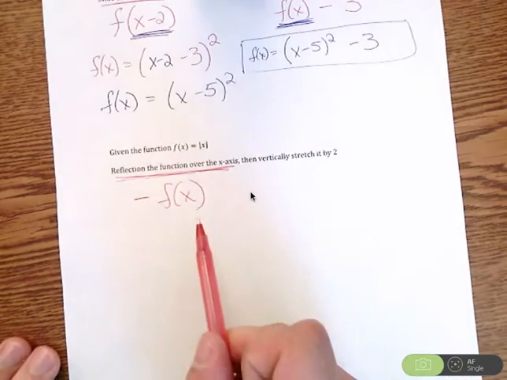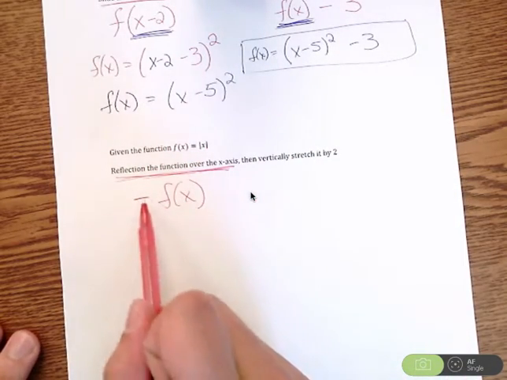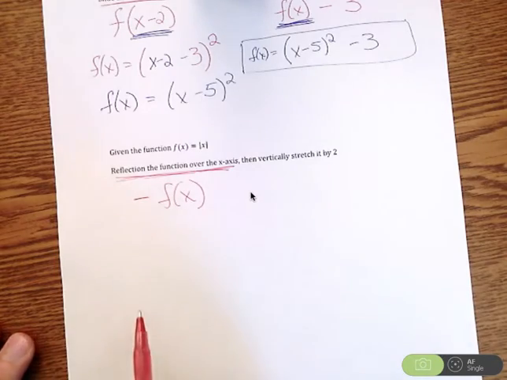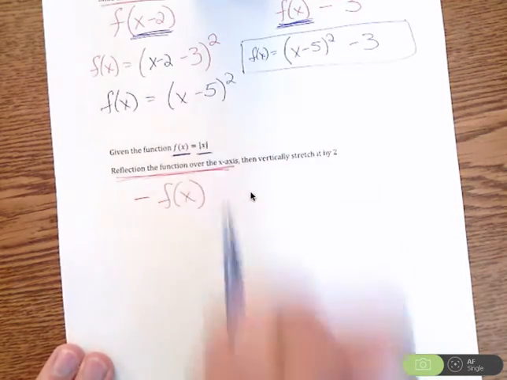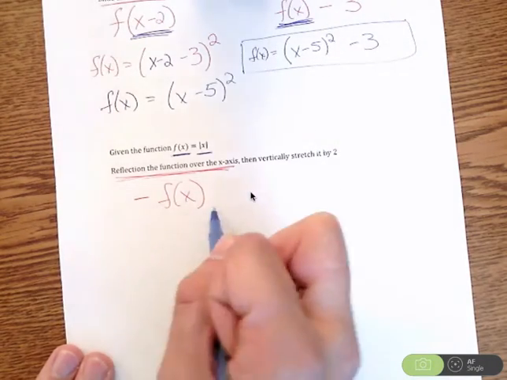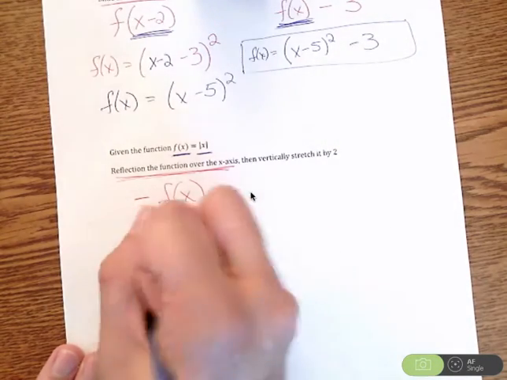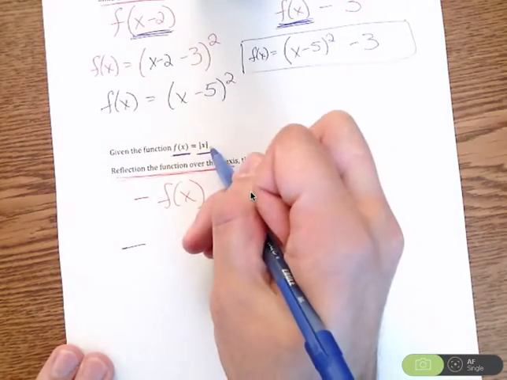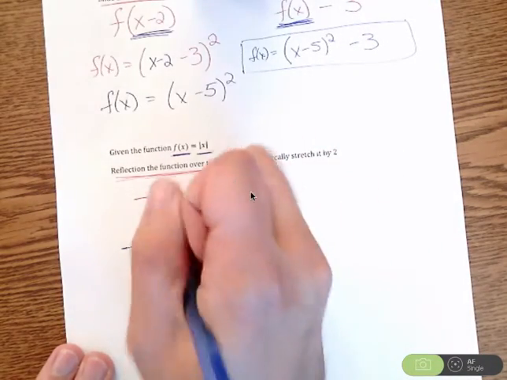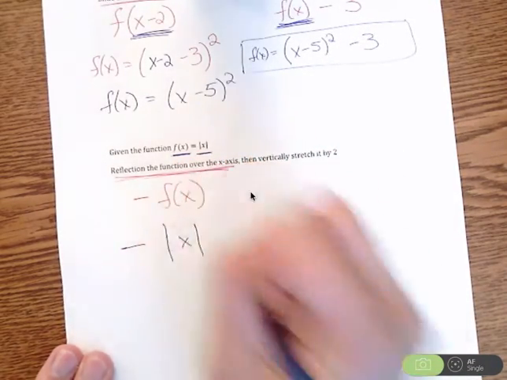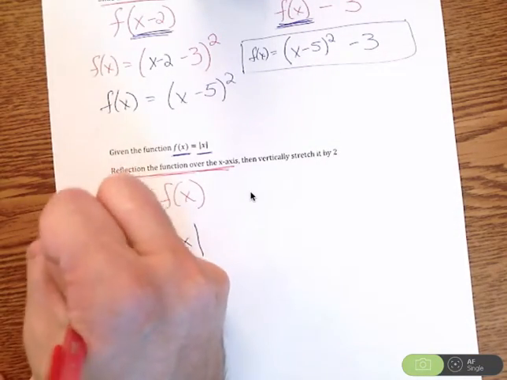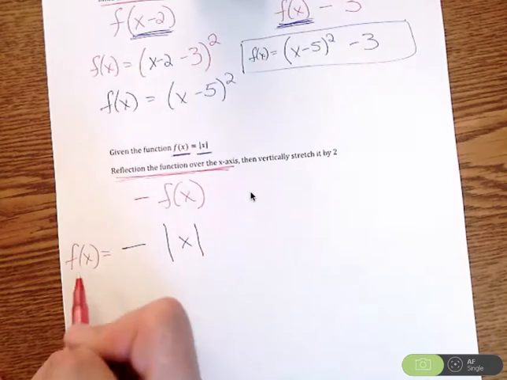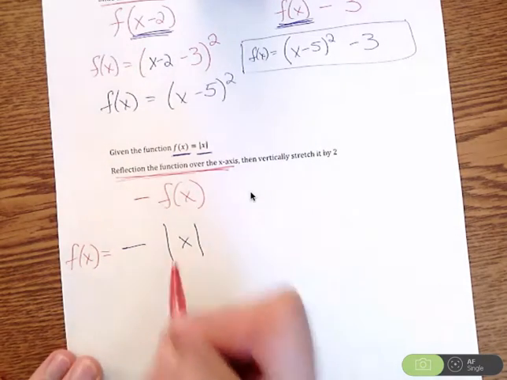So I don't need to worry about h or k, I just want a negative out front of my f of x function. So what I'm going to do is I'm going to take f of x, which happens to be the absolute value of x, and I'm going to substitute in for here. So I already have the minus sign, and as I substitute this in, I'm going to have a negative absolute value of x. This is my new function f of x. So f of x is now negative absolute value of x.